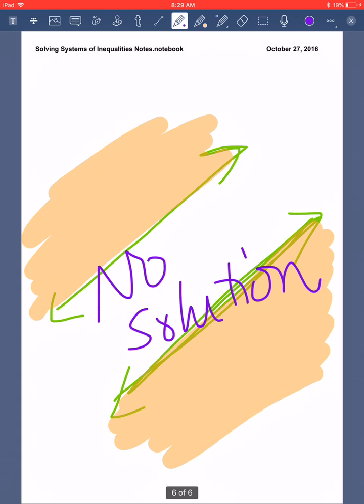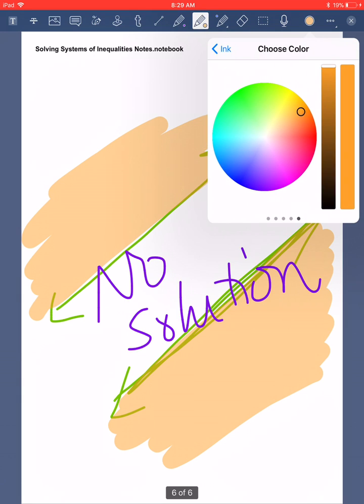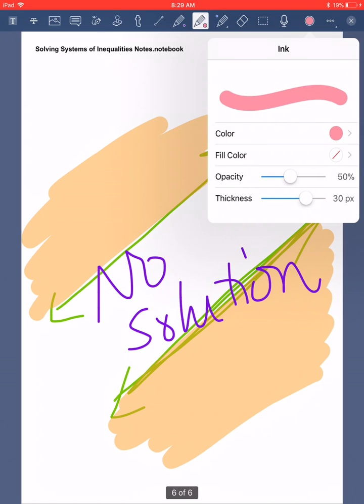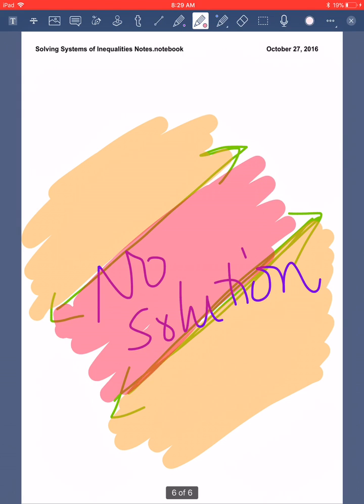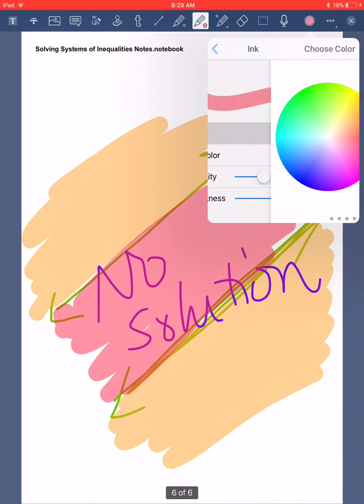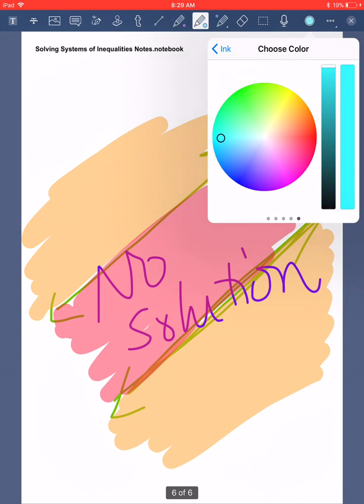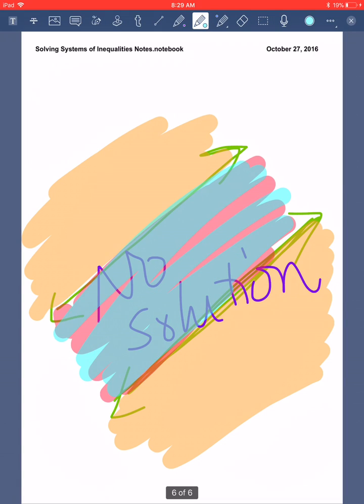On the other hand, if you have 2 parallel lines and you're shading towards each other, then you will have a solution. If this one was shading this way, and the other one is shading this way, then of course they do overlap. So this area in the middle would be the solution. And that is it for graphing linear inequalities.